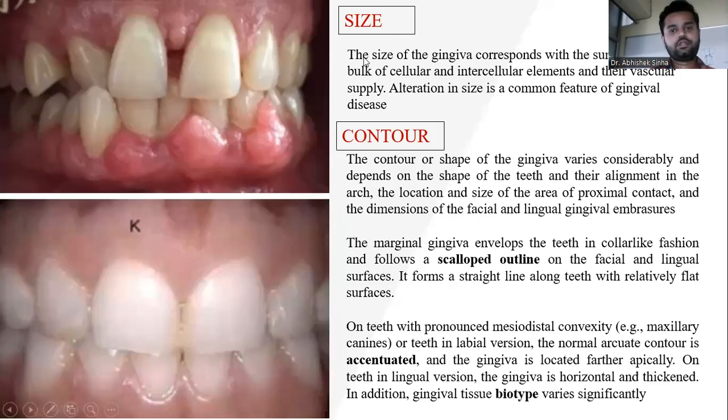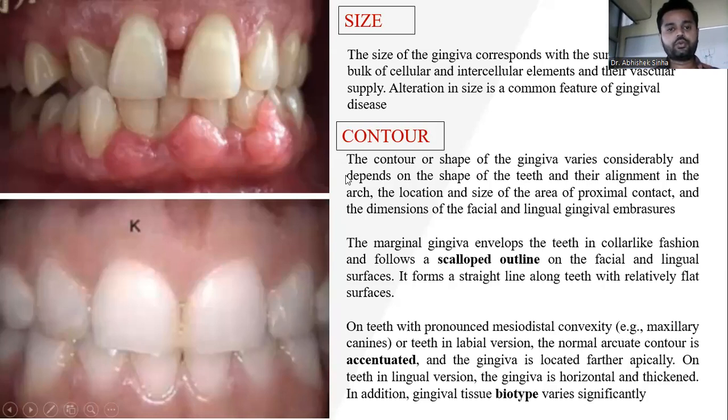Then comes the size. So size of the gingiva corresponds with the sum total of bulk of cellular and intercellular elements and their vascular supply. So any alteration in the size, you can see the image. You can see there's some variation in the size. So any alteration in the size has to be noted down under the heading size. If there's an enlargement, you have to mention enlargement present.